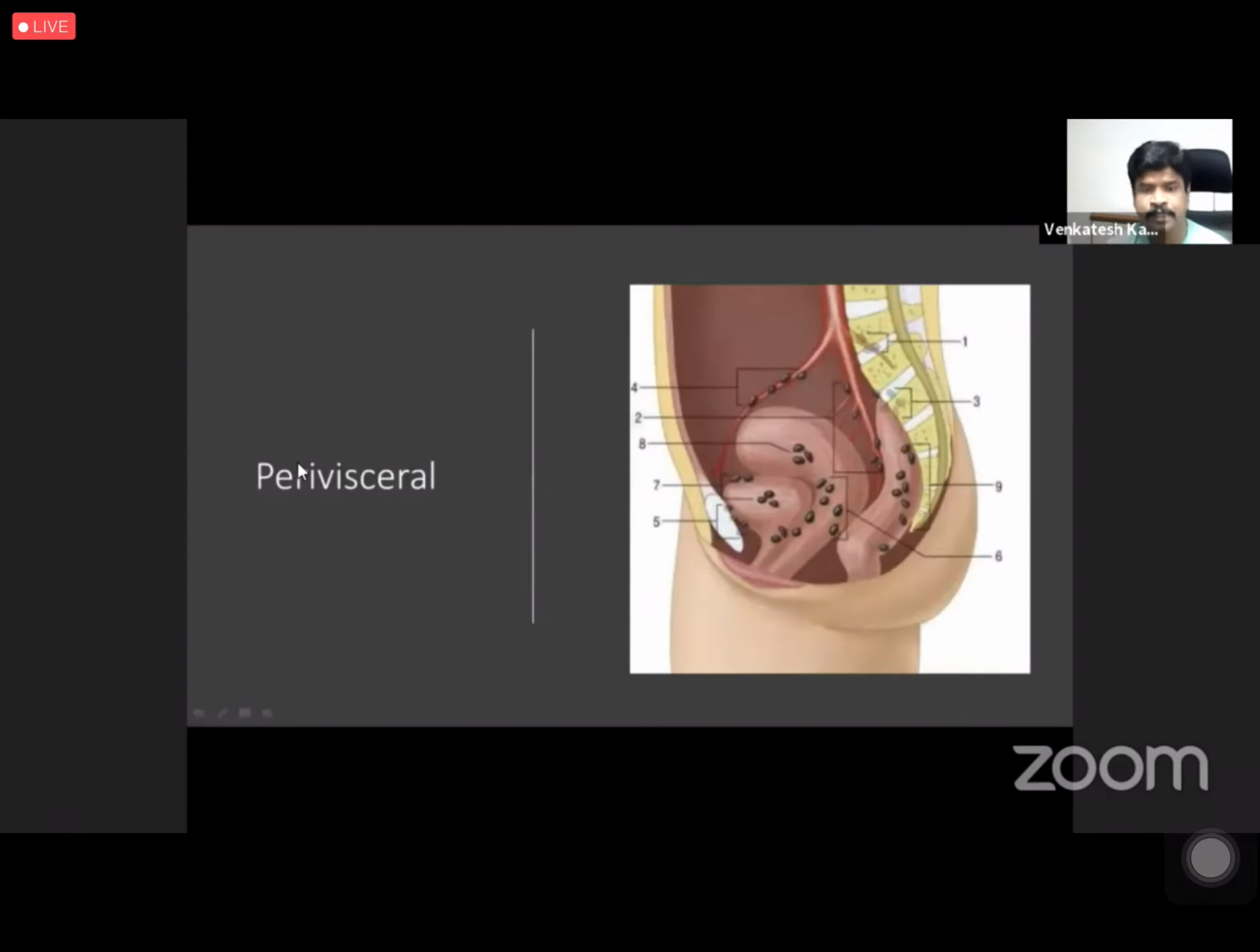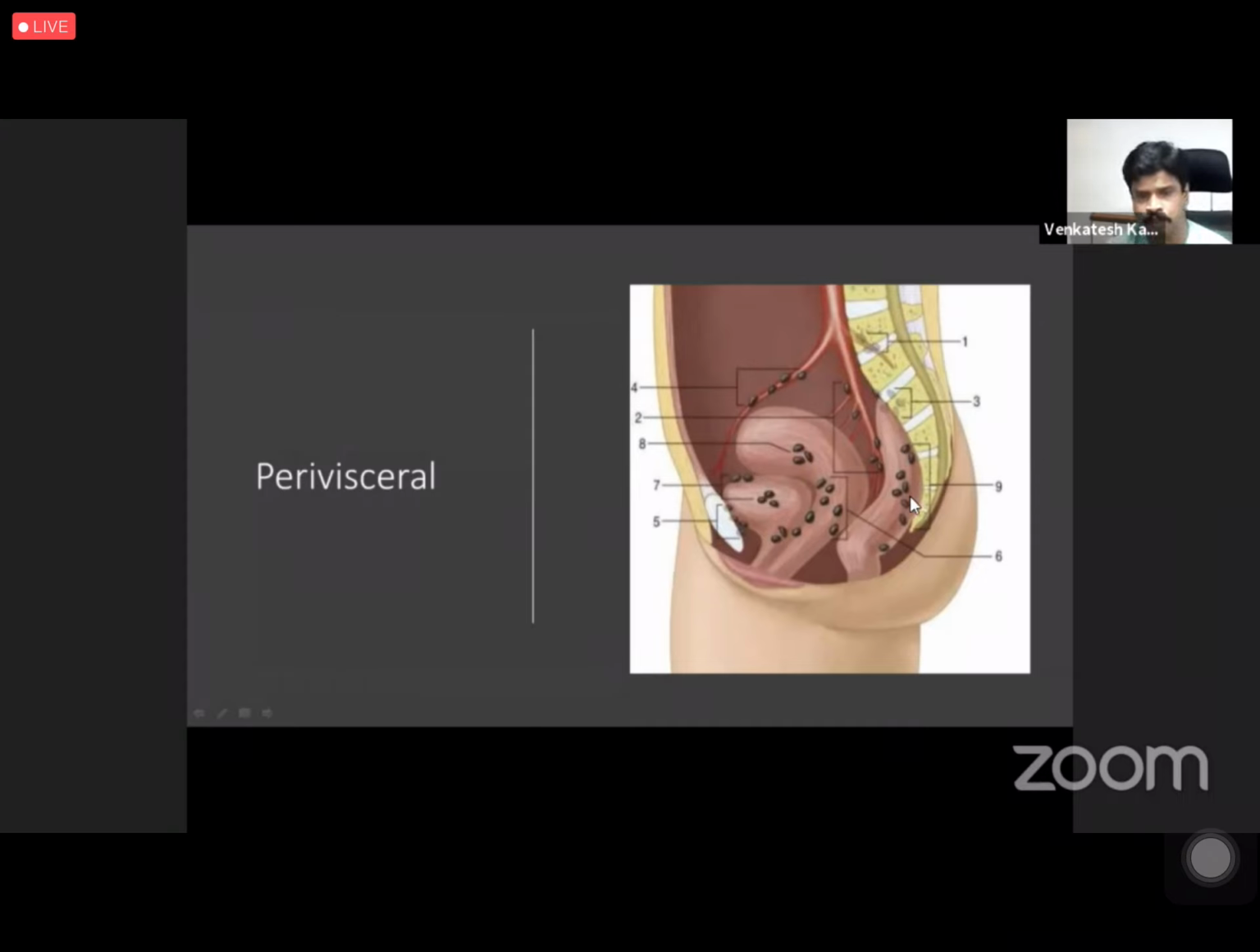Other than this, there are a few lymph nodes also seen along the perivisceral region. Here you see the prevesical group of lymph nodes, the lymph node seen lateral to the bladder, which is the lateral vesical group, then the paravaginal group and the parauterine group of lymph nodes, and the one marked here is a lymph node along the superior gluteal arteries, and there are a few lymph nodes seen adjacent to the rectum.